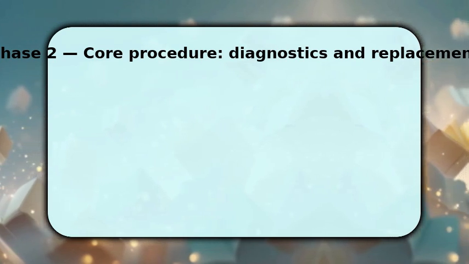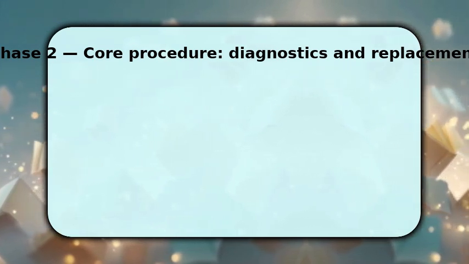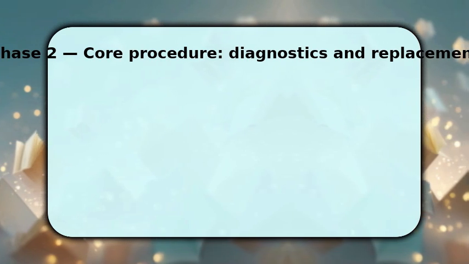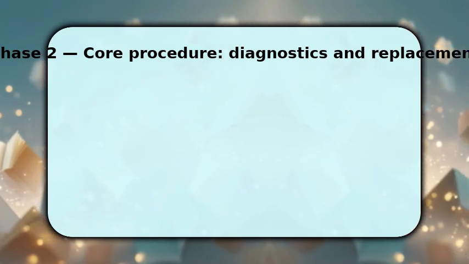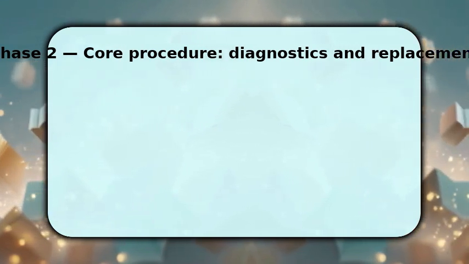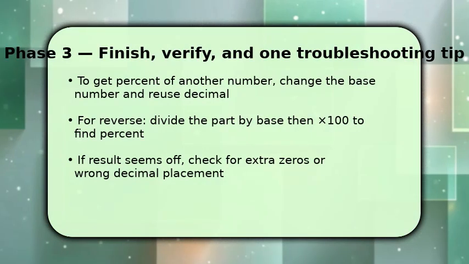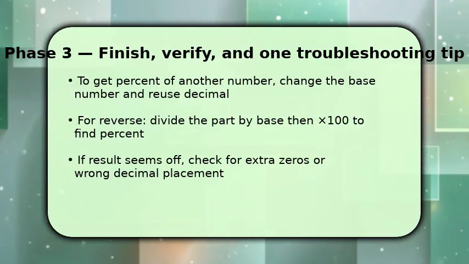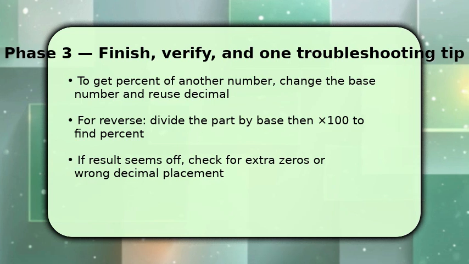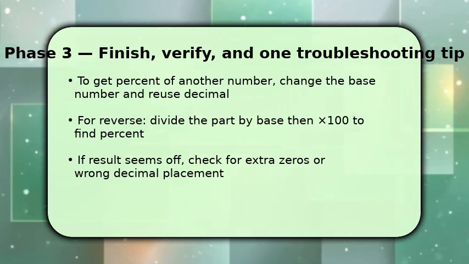If you need to use that value again, store it in memory with M+ or copy it. Once you understand decimal conversion, repeated calculations become quick and reliable. Finish by reviewing results and applying them. If you need 10% of 200, change the base and reuse 0.10, then multiply.